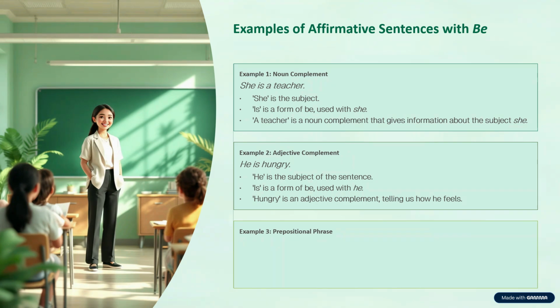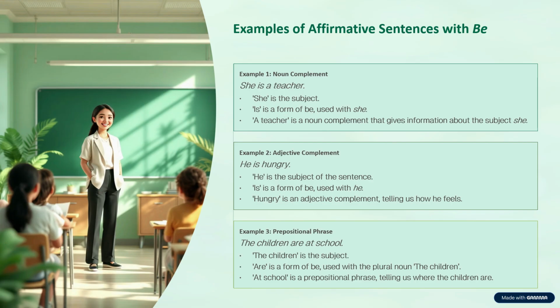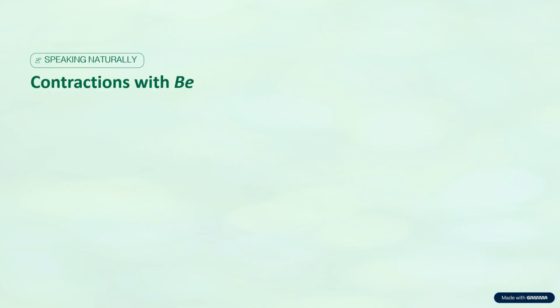One more example that has a prepositional phrase: the children are at school. The children is the subject. Are is a form of be used with the plural noun the children. At school is a prepositional phrase telling us where the children are. In affirmative statements with be, we often use contractions to make sentences shorter and sound more natural, especially in spoken English. A contraction is when we combine the subject and the verb be into one shorter form.